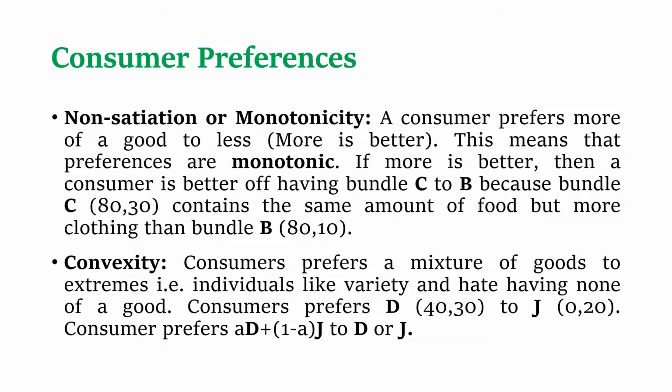So the consumer is happier having bundle C than bundle B. It prefers bundle C to bundle B because it contains more of one good and less of neither. So if we go according to this assumption that more is better, then we expect the consumer to prefer bundle C relative to bundle B.